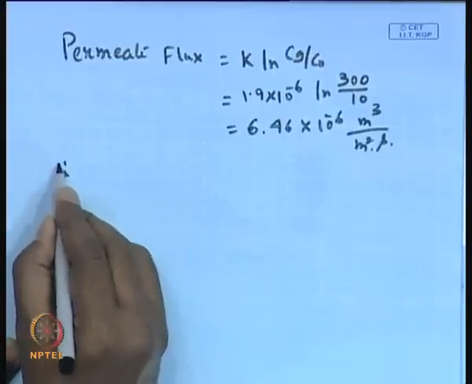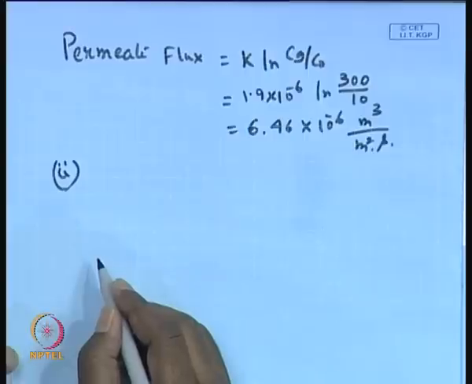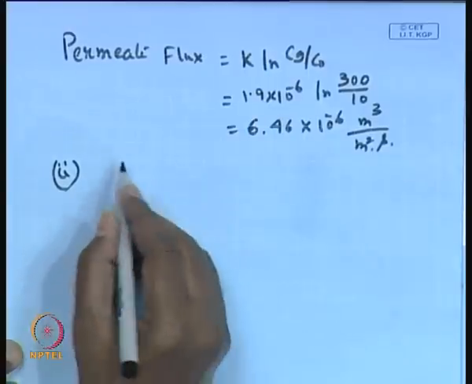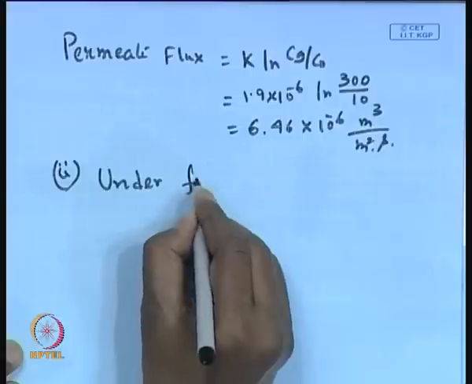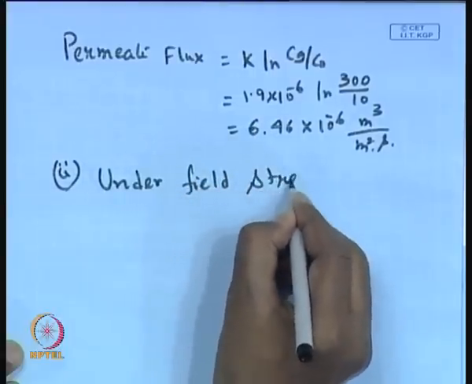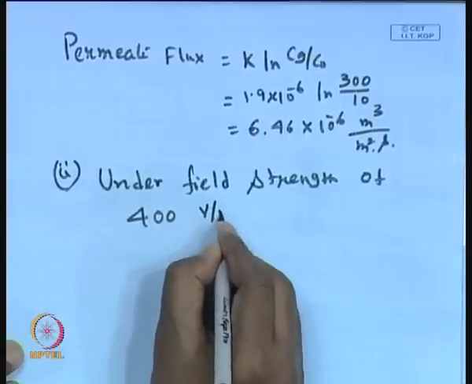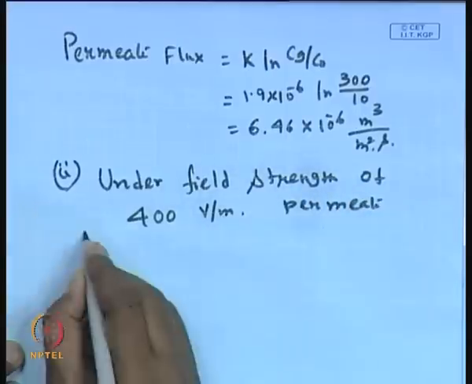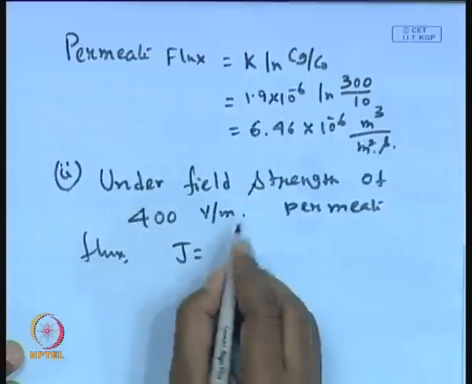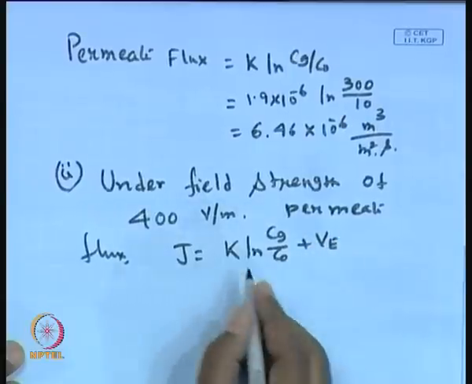Now, you have already calculated the value of the electrophoretic velocity, and it was 1.44 into 10 to the minus 5 meter per second, right. So, the total flux under a field strength of 400 volt per meter, the permeate flux J is equal to K ln Cg by C naught plus the electrophoretic velocity.